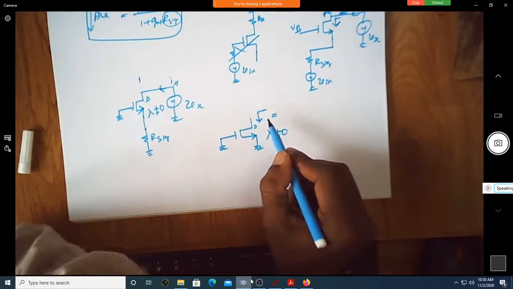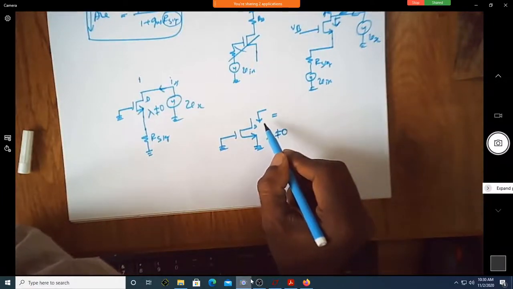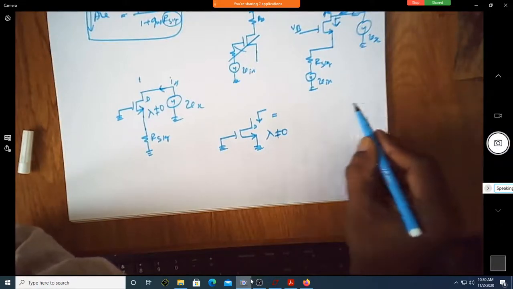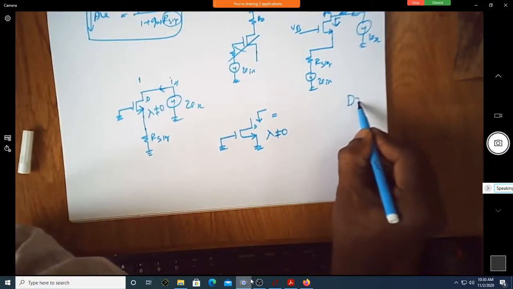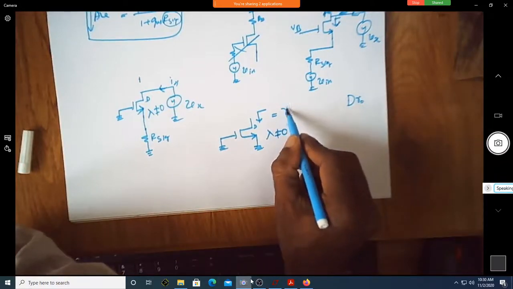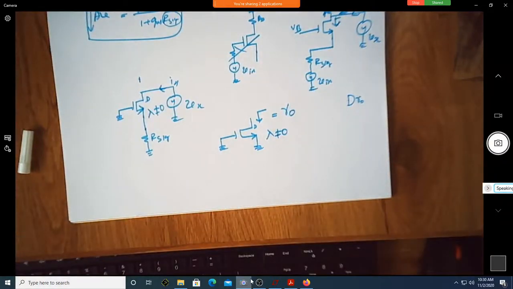Hey, you are remembering it, but you are still writing 1 over GM. Why do you remember it? Because you write it like this: R naught. Because there is an R naught in it. Correct?